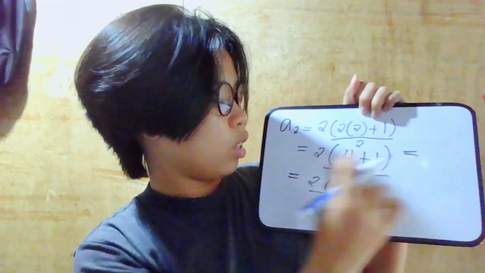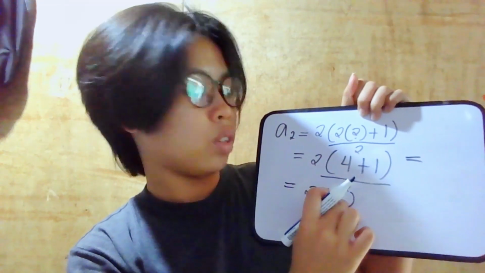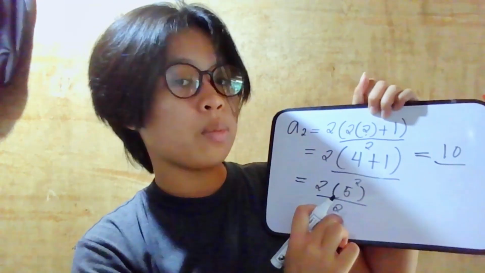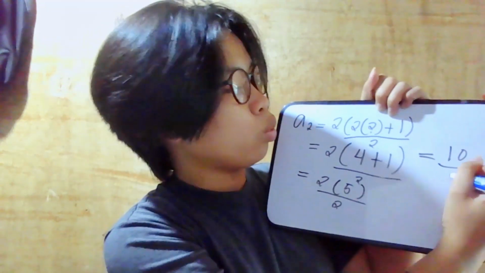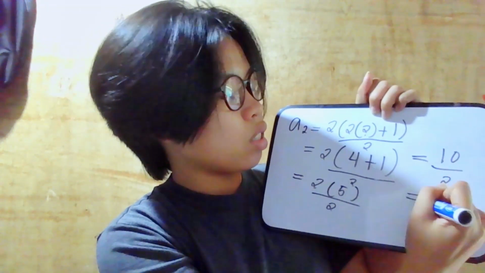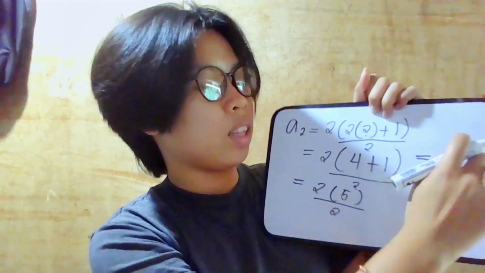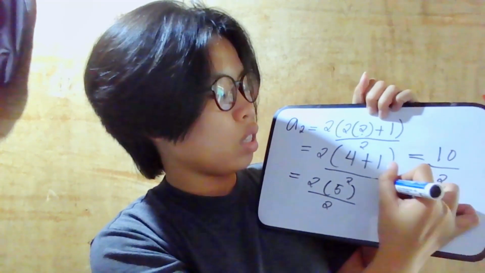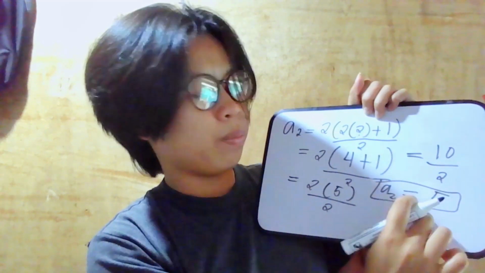Then 2 times 5 is equal to 10. Then this is the last remaining step: we divide it by 2. So the answer is 10 divided by 2 is equal to 5. So our a sub 2 is 5.